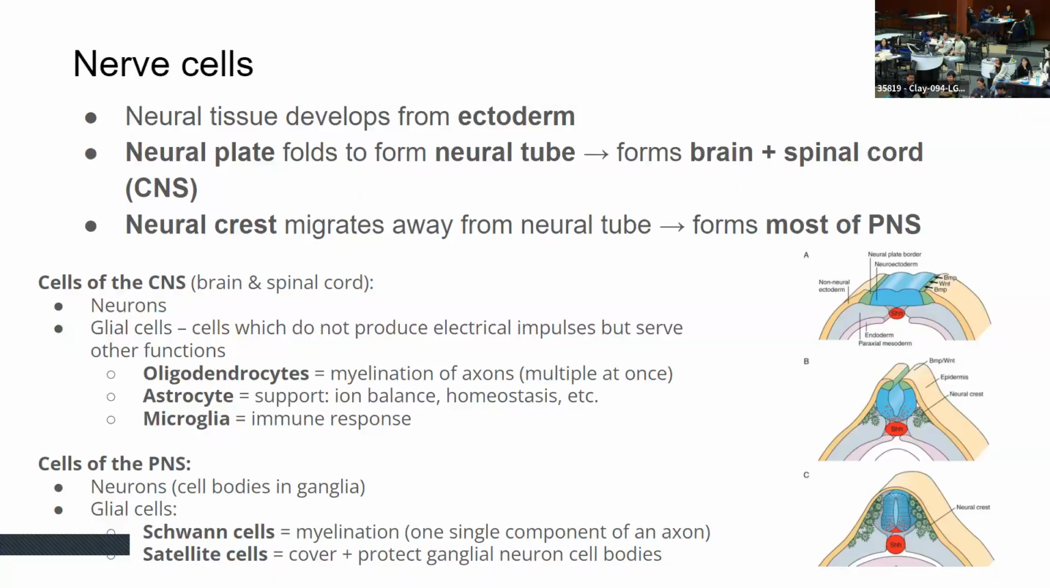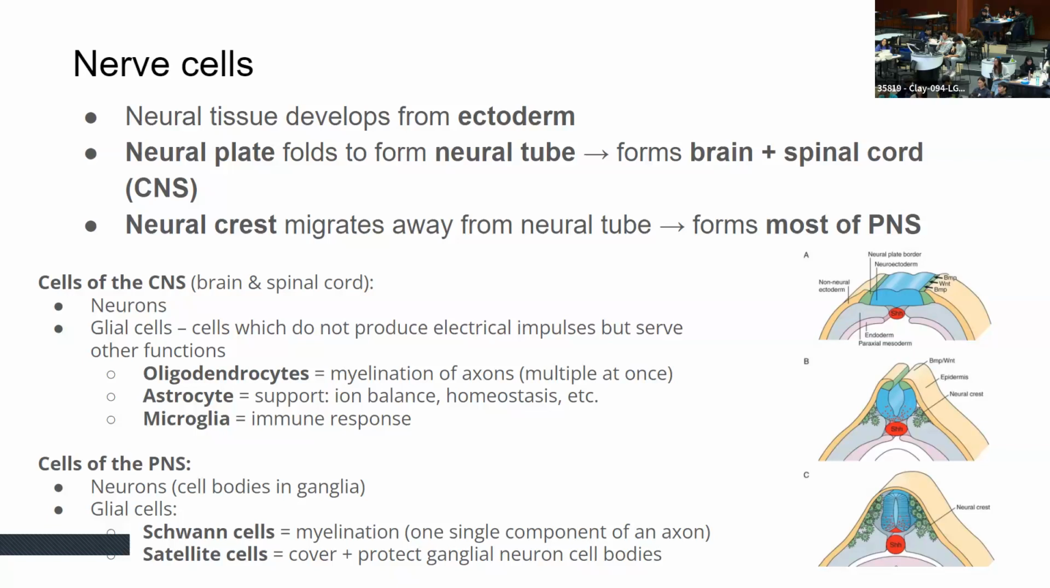Yep, okay. So in regards to your nerve cells, your neural tissue develops from your ectoderm. And your neural plate, if you have a look at the diagram on the left there, as we transition from A to C, notice it forms a fold, that neural tube, which becomes your brain and your spinal cord, which is your CNS. Now, eventually your neural crest will migrate away from your neural tube, and that's what forms your PNS.